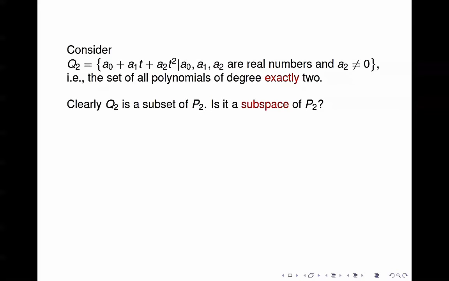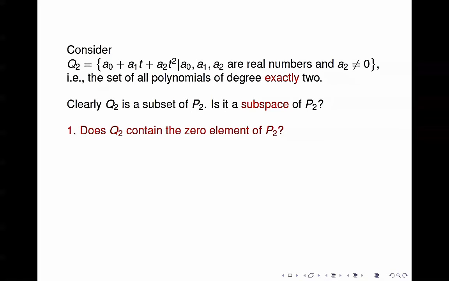So I want to know, is Q sub 2 a subspace of P sub 2? To show that it's a subspace, we need to show that it satisfies those 3 properties. Right, includes the zero element, closed under addition, closed under scalar multiplication. So is that the case? Well, let's start with number 1.